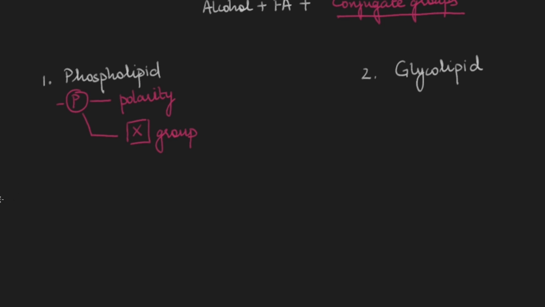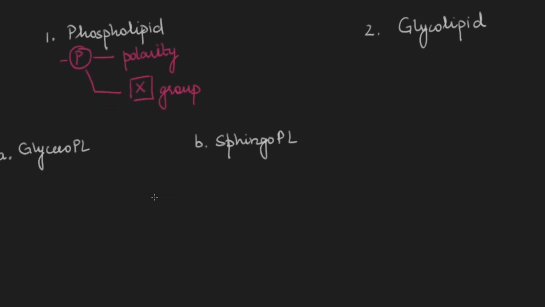First type is glycerophospholipid and second type is sphingophospholipid. If the alcohol is glycerol, then the phospholipid will be called glycerophospholipid. If the alcohol is sphingosine, which is an amino alcohol, then the phospholipid will be called sphingophospholipid.